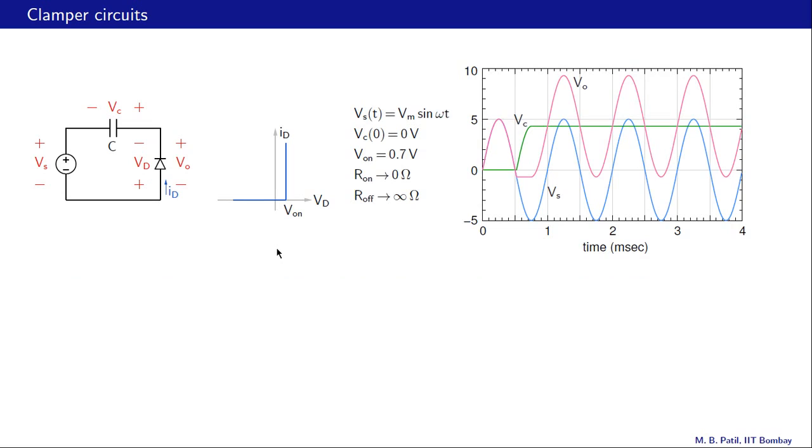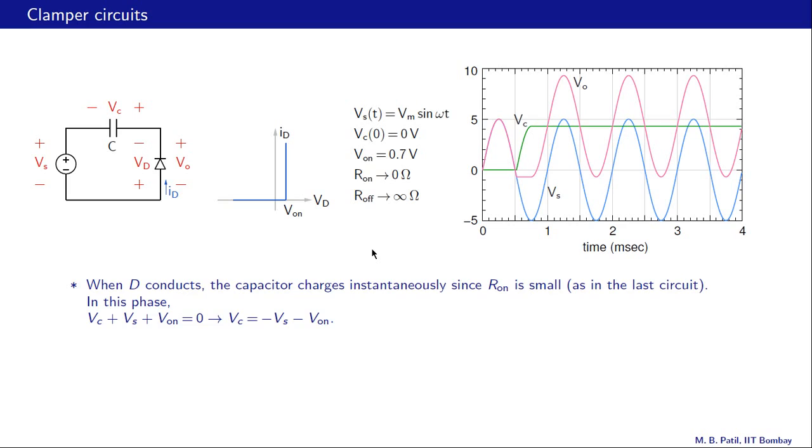Let us now consider the same circuit, but with a more realistic diode model, that is with V on equal to 0.7 volts. And here are the capacitor voltage and output voltage waveforms, and we notice that they are qualitatively quite similar to what we saw in the last slide. So let's try to understand the small difference that we see between these plots and the previous ones. Once again, let's make a few observations, and then we will relate these observations to the actual plots.